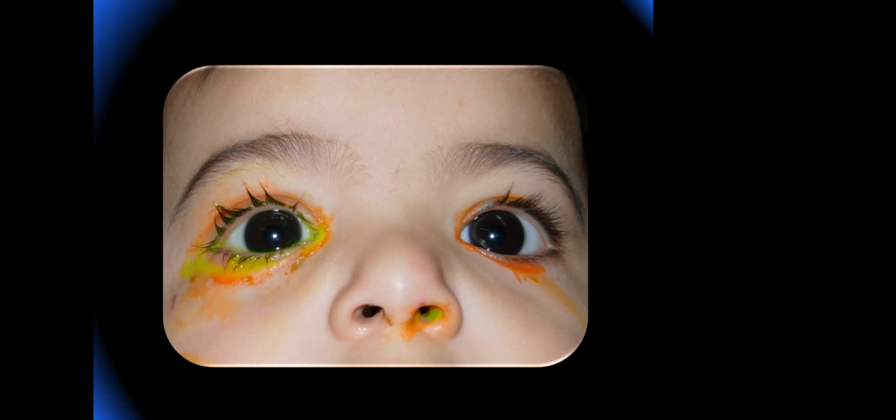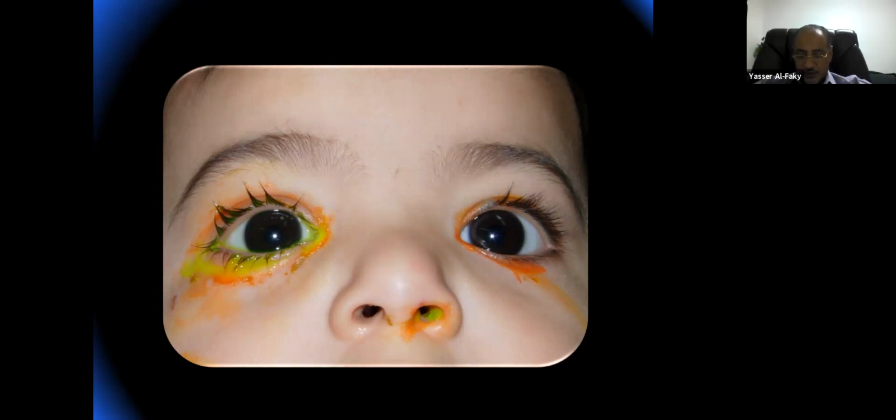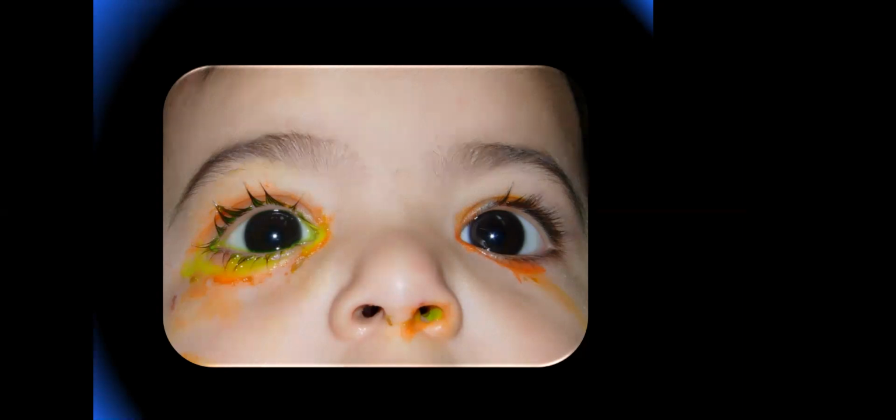We're trying to do a dye disappearance test and Jones test also. And you may see the result on the right side. There is retention of the fluorescein dye in the right side with the negative Jones test. The left side is clear with the patent nasolacrimal drainage system and positive Jones one. Very good. So the diagnosis here is nasolacrimal duct obstruction on the right side.